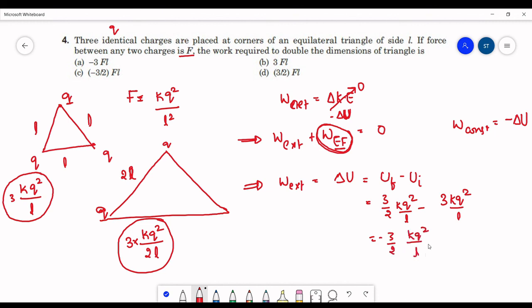Now multiply this term with L and divide this term with L. Why? Because we will get a term kq² upon L², and kq² upon L² is nothing but F. Substitute the value here. So work done by the external agent will be minus 3 by 2 F into L, which is option C.